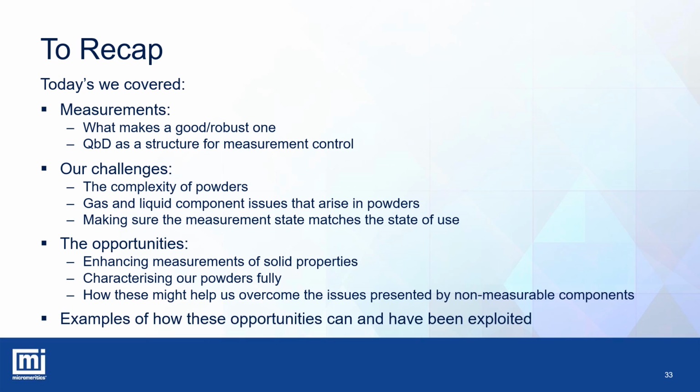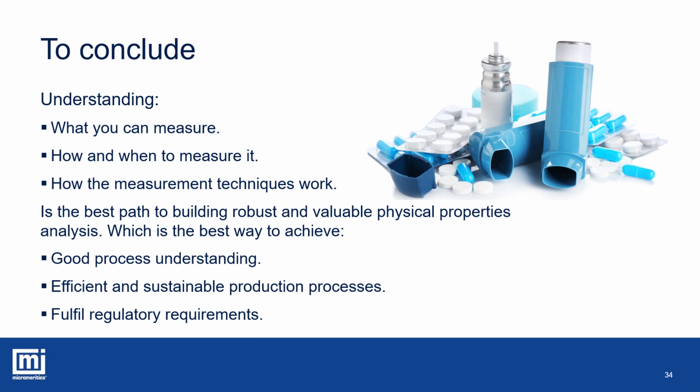And lastly, I hope I've shown you some examples that present these opportunities and how they can and have been exploited. To conclude, good analysis comes from understanding what you can measure, how and when to measure it, and how the analysis techniques work, so that you can match your analysis to what you want to achieve. This will allow you to build a robust analysis process alongside production, creating not only robust physical properties analysis, but also robust and sustainable production processes.